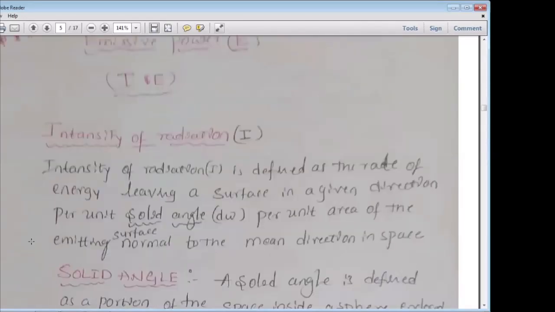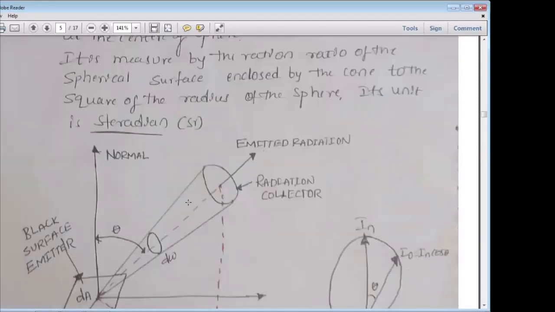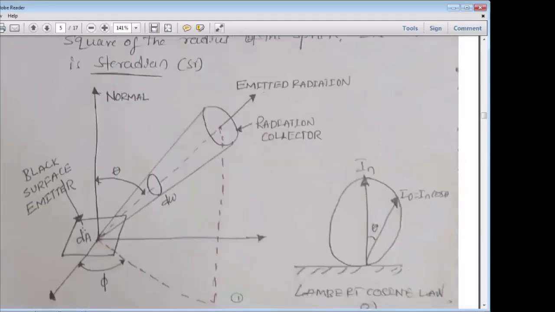The intensity of radiations is defined as the rate of energy leaving the surface in a given direction, per unit solid angle dW, per unit area of the emitting surface which is normal to the mean direction, perpendicular to the mean direction in space. Here I am giving dA. You are getting the diagram, Sakib? Yes, sir, I can see.